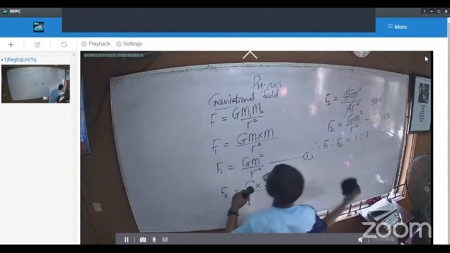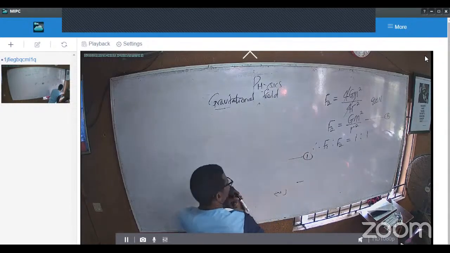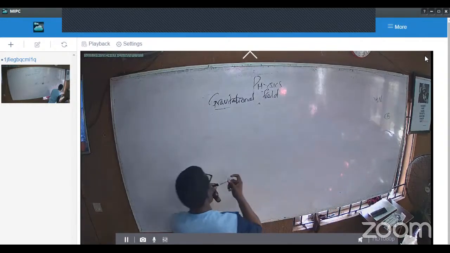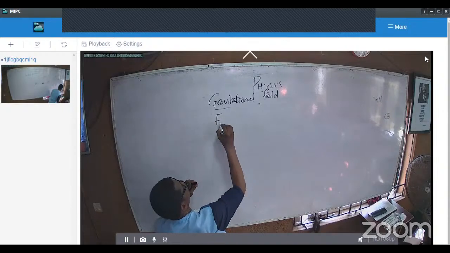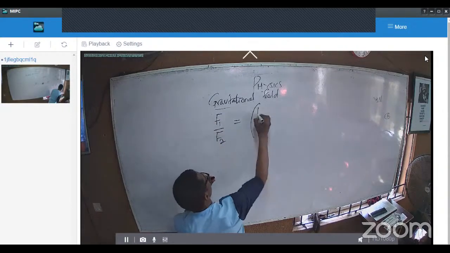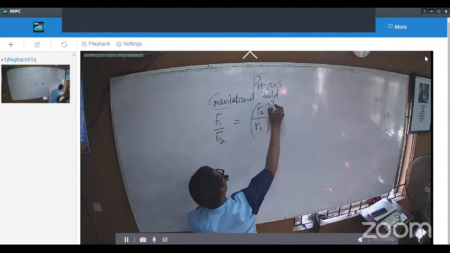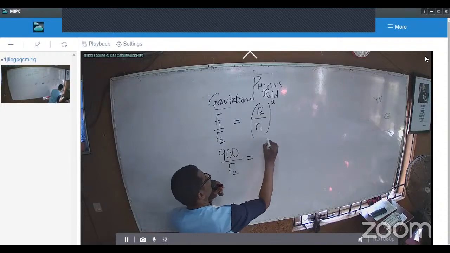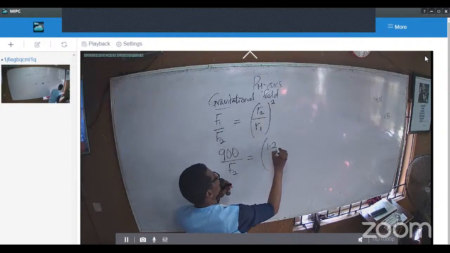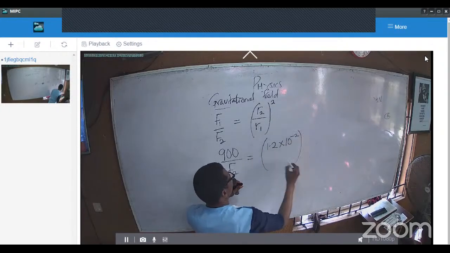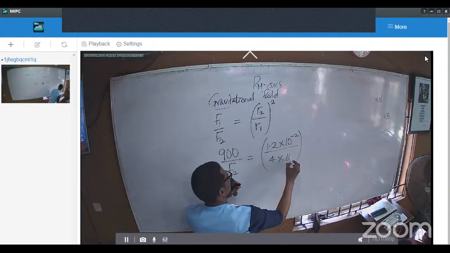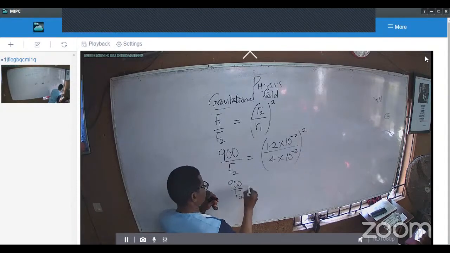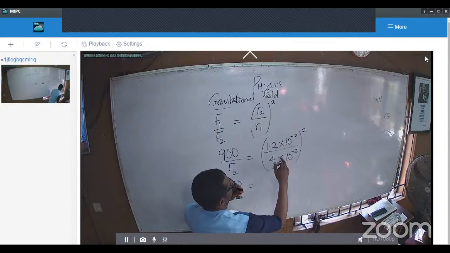Now, this is the inverse square law. I give you the formula today. When you are given two different forces, here we have F1 over F2 equals R2 over R1, all squared. What's F1? 900. What's F2? Unknown. What's R2? What's R1? So 900 over F2. Is that 3? That should be 3 squared, I think.